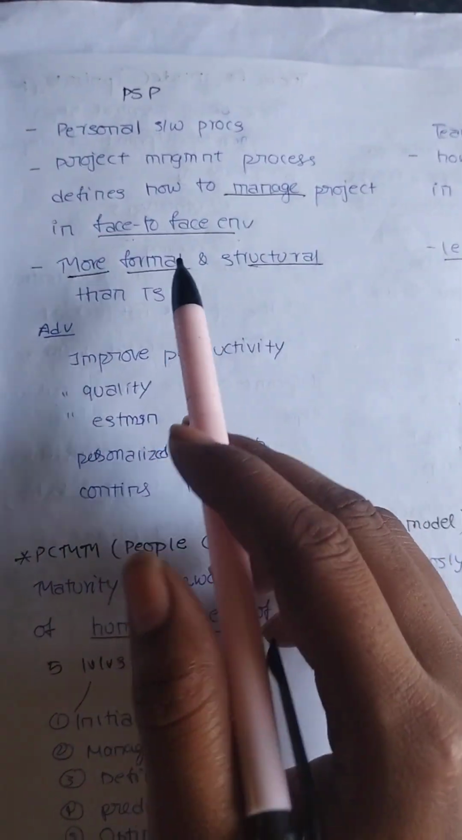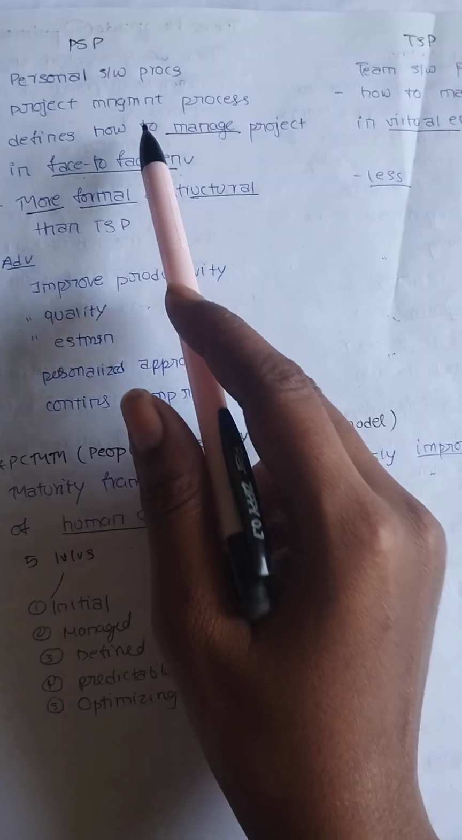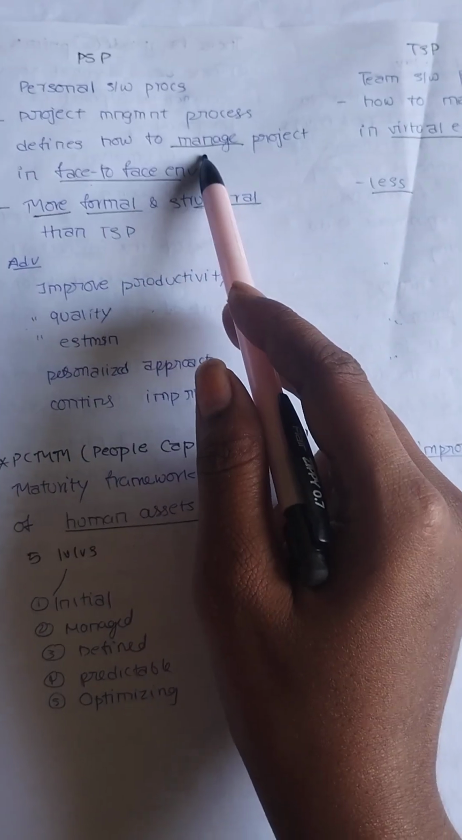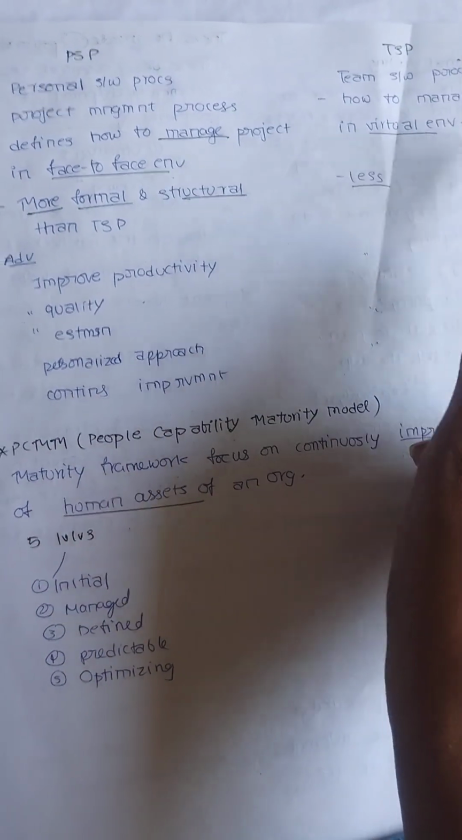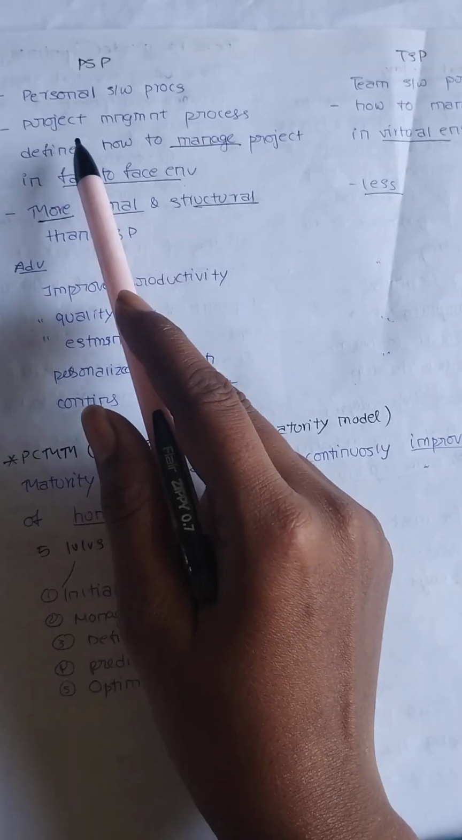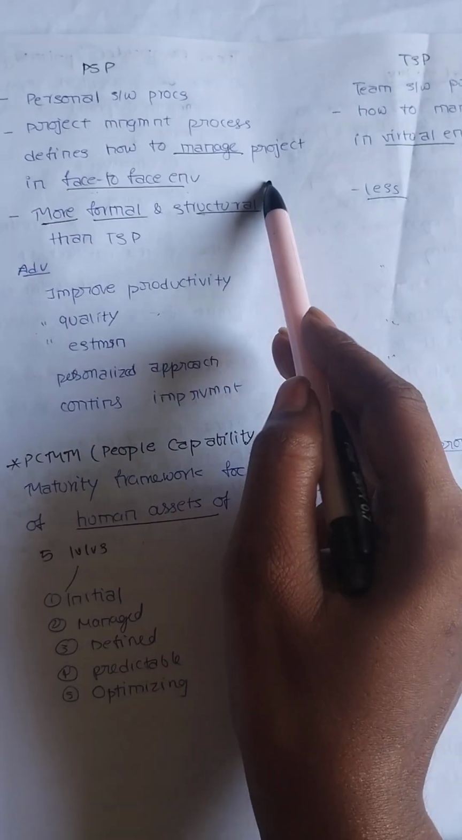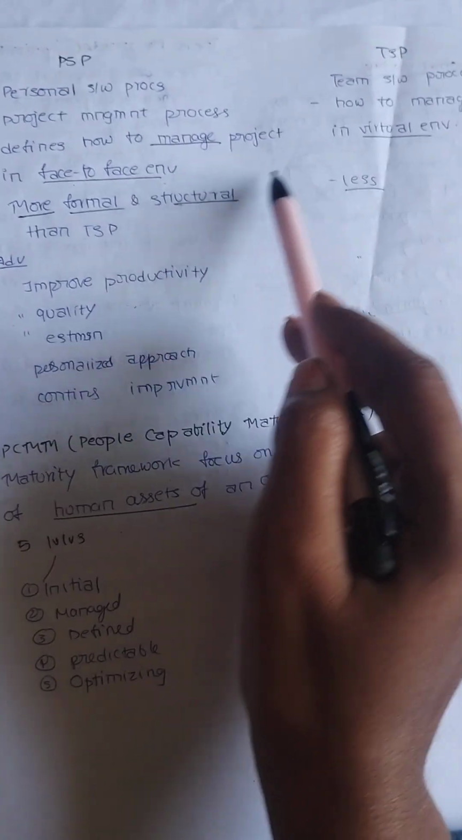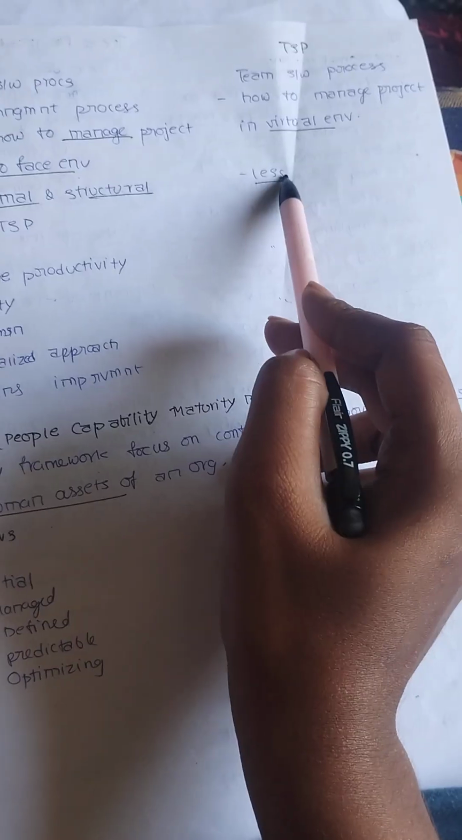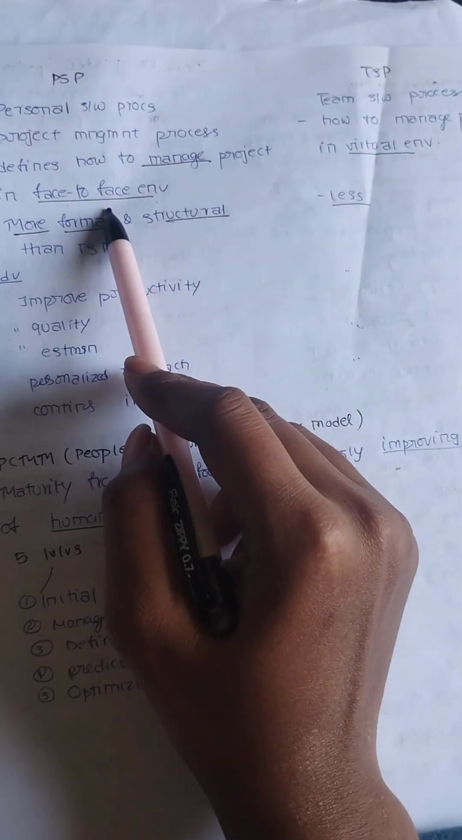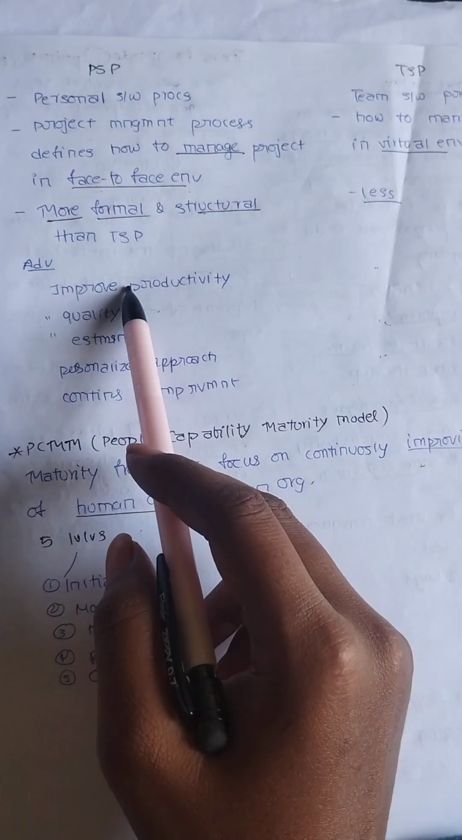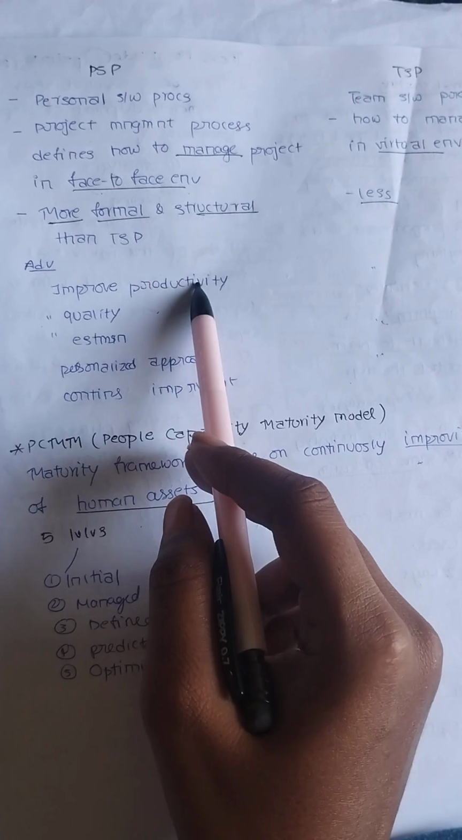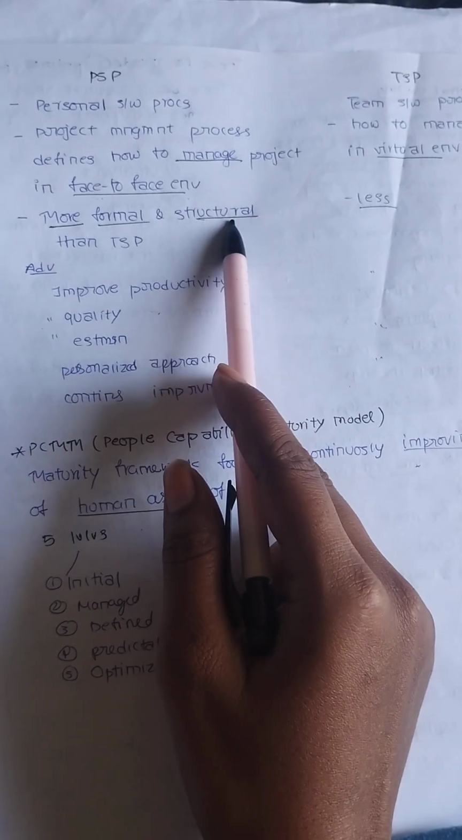Let us see the difference between PSP and TSP. What is PSP? PSP is personal software process. What is TSP? TSP is team software process. Here the project management process defines how to manage a project in a face-to-face environment, and here how to manage a project in a virtual environment. It is more formal and structured. It is face-to-face. It is personal software.